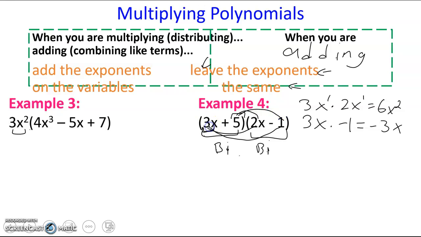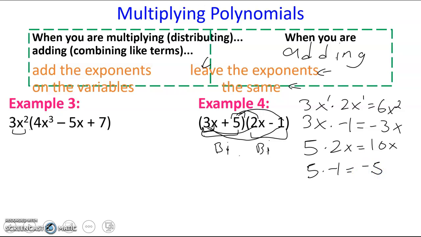Now I move on to this 5 here. The same thing that we did with the 3x, we're going to distribute it to all the terms over here. So let's do 5 times a 2x. You just multiply the numbers out in front, 5 and 2, and leave the x behind, so you get the 10x. And then 5 times a negative 1, which is just a negative 5.